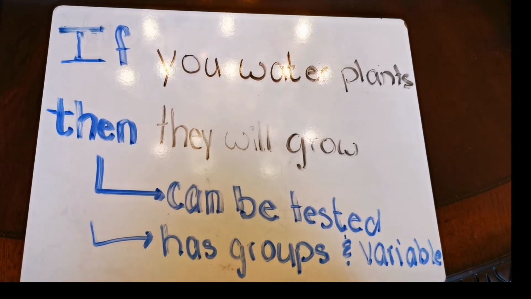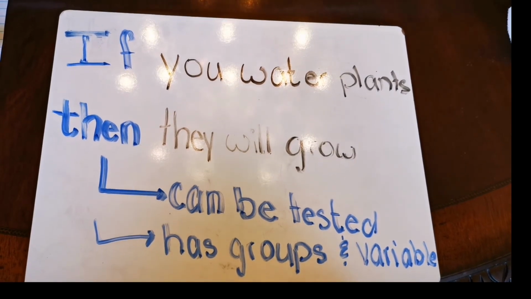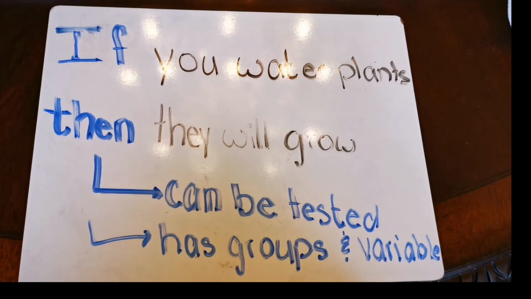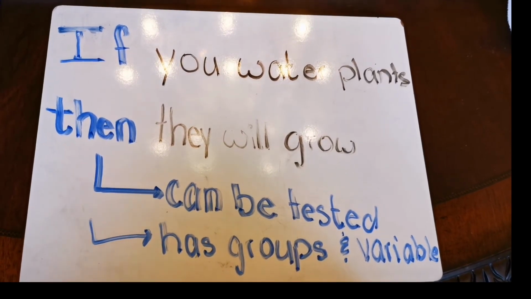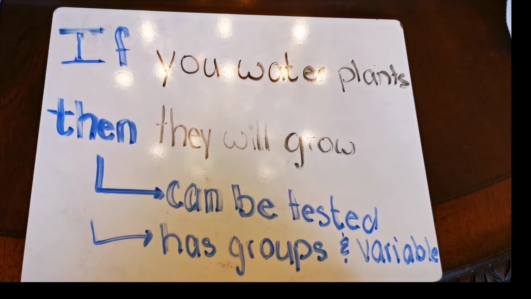And the variables would be the amount of water they receive, so that would be the independent variable because it is being changed and controlled by the scientist. And the dependent variable will be their growth, whether they grow, how much they grow, or if they grow at all. Okay, so that wraps up today's video on an experiment.